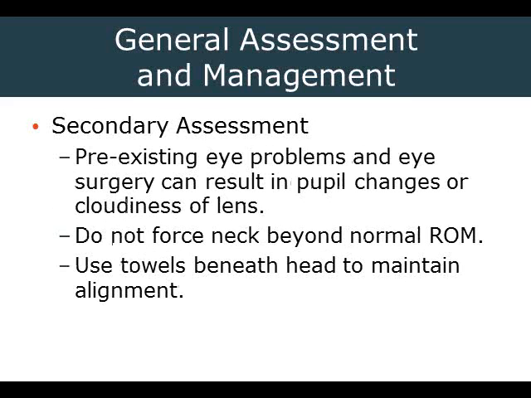Sometimes if they've had surgery to fix a cataract, the pupil will not be round. It'll be what's called a keyhole pupil. So it's almost like they cut a slice of pie out of part of the iris. I'm sorry, out of the pupil. Well, the iris would be the color part. So it causes them to have that weird shape. Don't force their neck back beyond the normal range. Use towels to help maintain alignment.